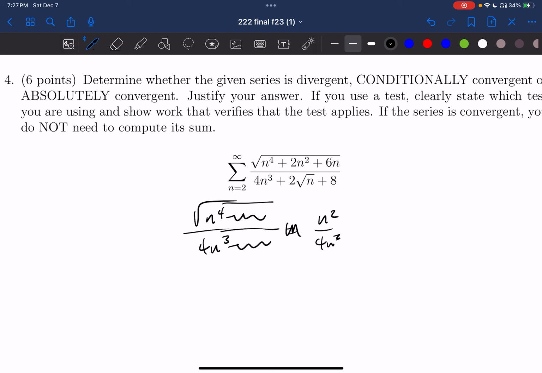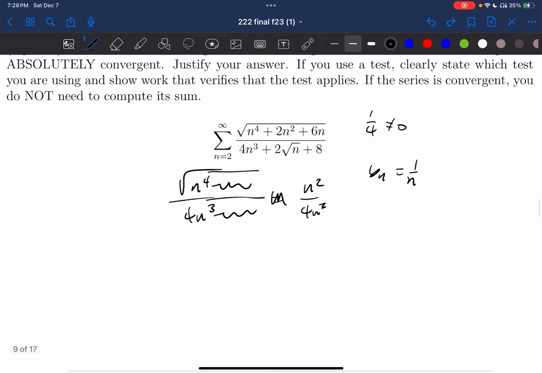Looking at this, you would know immediately that once you apply the limit comparison test, you're going to get 1 over 4, which doesn't equal 0, which is good. So b of n will be equal to 1 over n. And since this diverges, this will also diverge. So we already know the answer without even doing any work, which is pretty good. I know this really fast because I've done a lot of these problems and they're all the same thing.